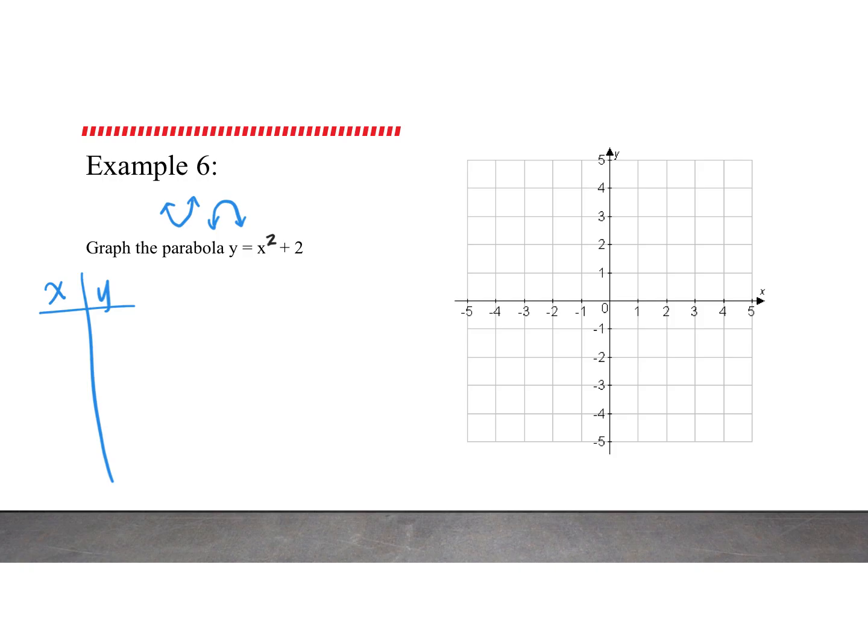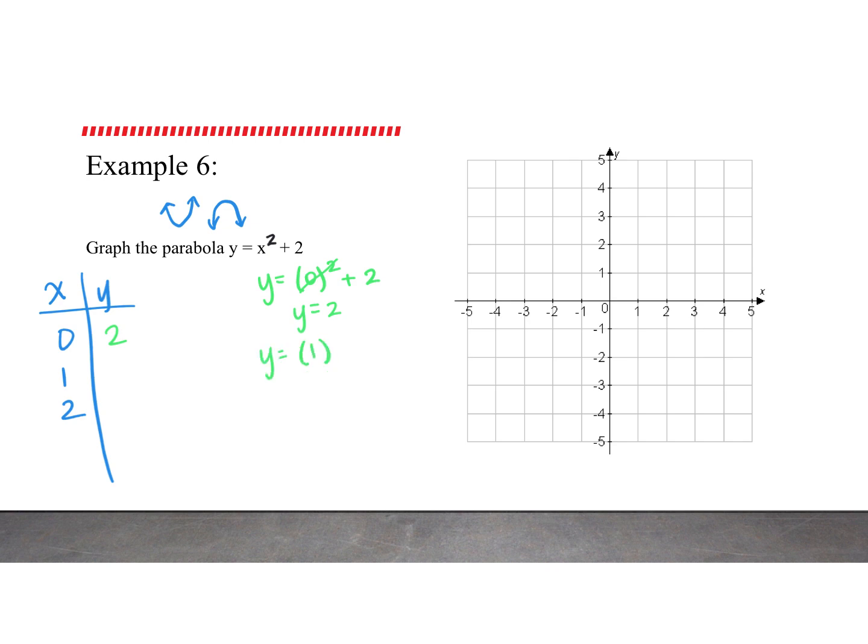I'm going to start out with my 0, 1, and 2. I do like picking those 3 numbers. But then let's see what it looks like on the graph and if we need to add more. So I'm going to plug in 0 where the x goes. 0 squared is just 0. So I get a y value of 2.